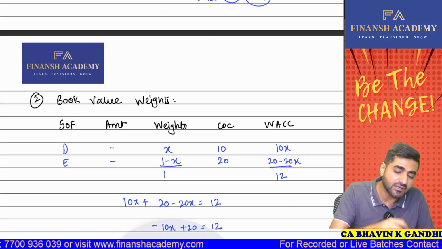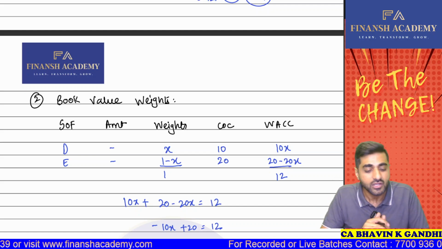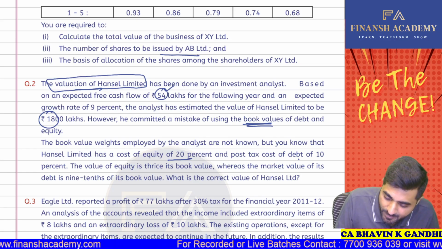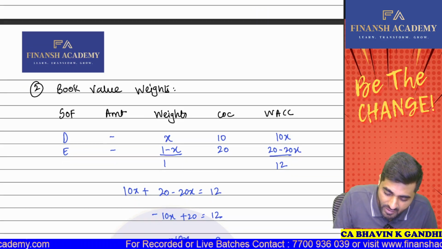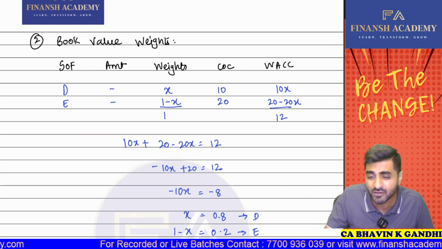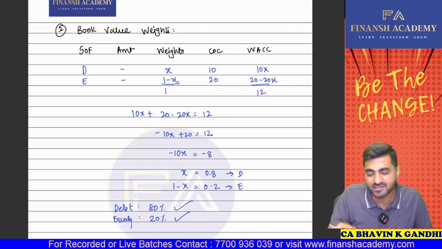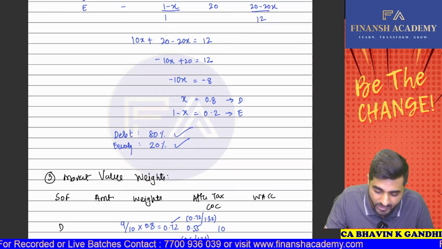And now, my dear students, let us check what the book value weights are based on this wrong KO. Do we have the costs available? Yes, sir. We know that the cost of equity is 20% and the cost of debt is 10%. So the book value weights coming out are debt 80% and equity 20%. So we have 0.8 debt and 0.2 equity.